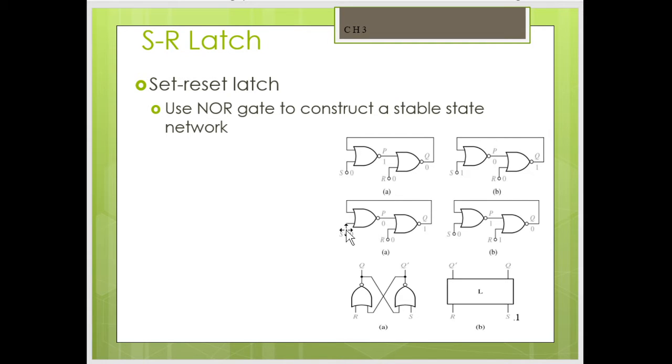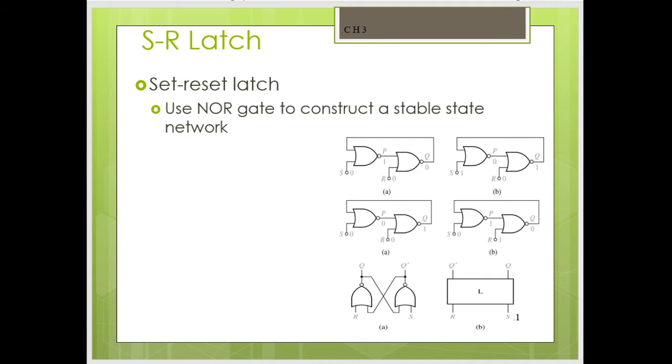If S equal to 0 and R equal to 1, this forces the output of the NOR gate to be 1 over here, and that is why the second NOR gate has both inputs high, which results in output 0, and therefore Q remains 0. This operation is known as the reset operation of RS flip-flop.